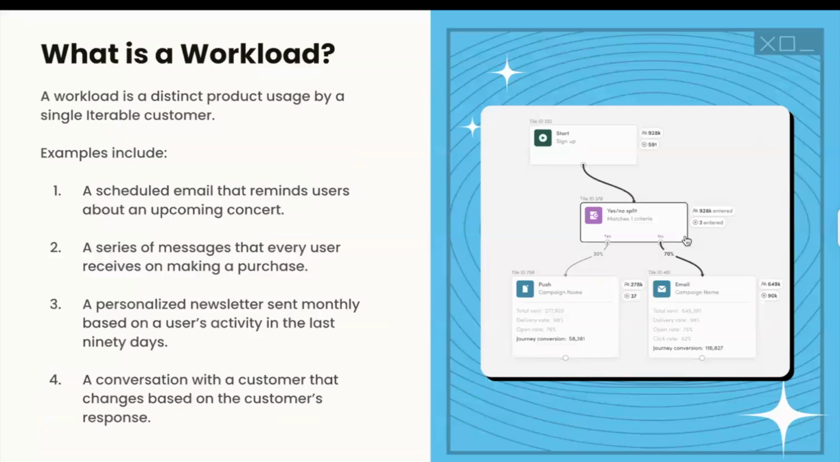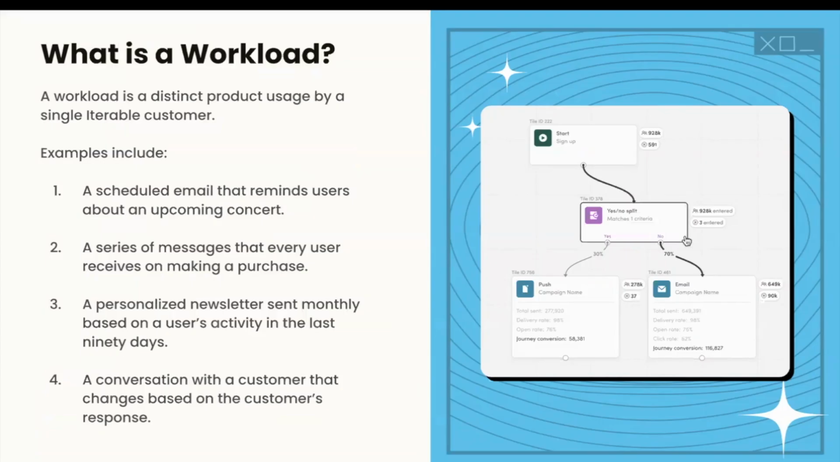We're going to talk on the next couple slides about how Iterable divides workloads, or what we call workloads. So I just wanted to quickly explain what we're talking about when we're using the term workload, and why Iterable is very unique in its Pulsar usage. So a workload is a distinct product usage by a single Iterable customer. This is obviously not an exhaustive list. This is only a few examples of what could be a workload. But something like a scheduled email that reminds users about an upcoming concert. And the important word there is scheduled, because we're very big users of delayed delivery tracking and messages that are going to be sent at some later date in the future.